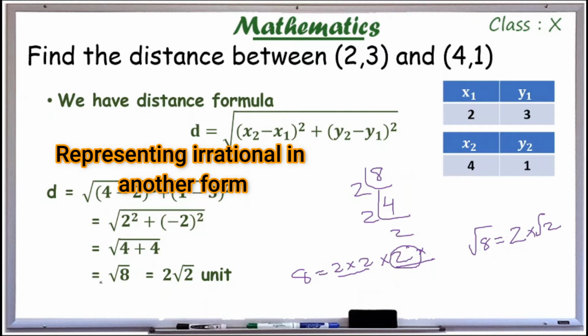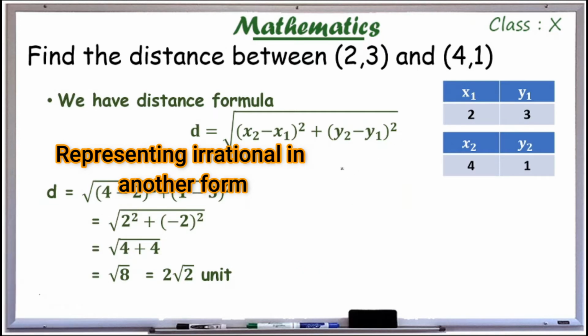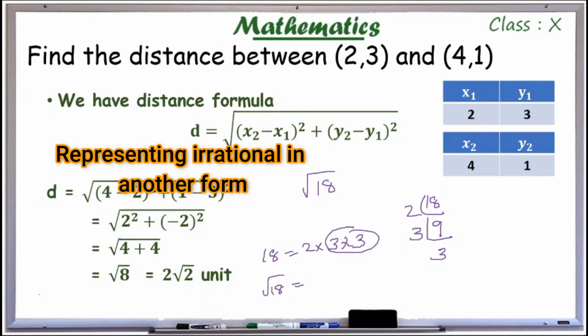I will show one more example. Suppose I have to write root 18. First I am going to factorize. 18 is equal to 2 into 3 into 3. So root 18 will be, from the pair of 3's I can take one 3, and only one 2, so I have to represent it as root 2. If there were two 2's, I could take one. Since there is only one, just write it as root 2.